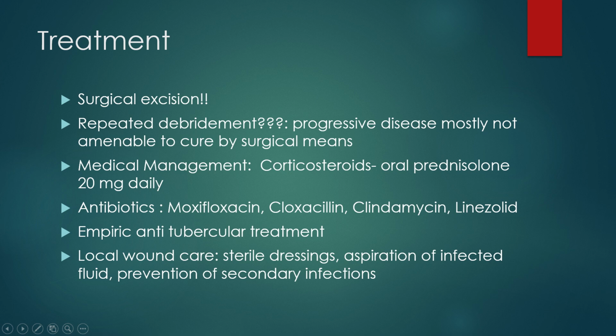Corticosteroids, mainly oral prednisolone, starting with 20 milligrams daily and continued for 2 to 3 weeks up to 6 weeks and tapered gradually, does help to bring the disease under control. Moxifloxacin, cloxacillin, clindamycin, linezolid are the antibiotics which are usually effective in case of superadded infection. Empiric antitubercular treatment may be advised in certain cases where the disease is resistant to treatment by any other means.